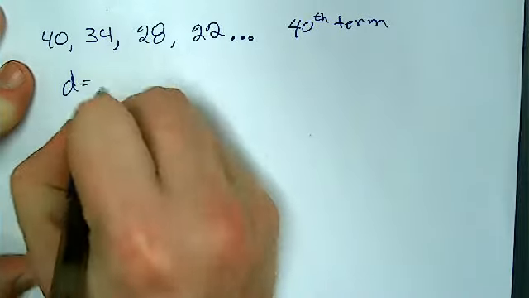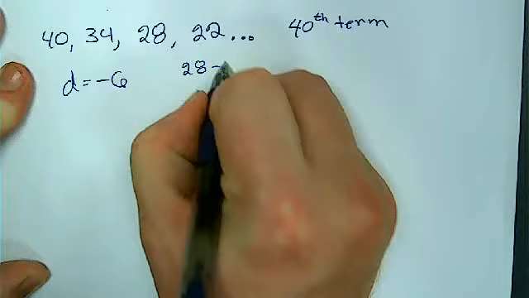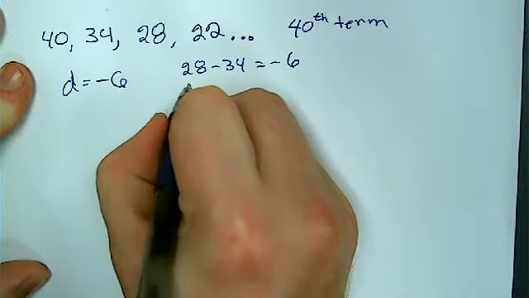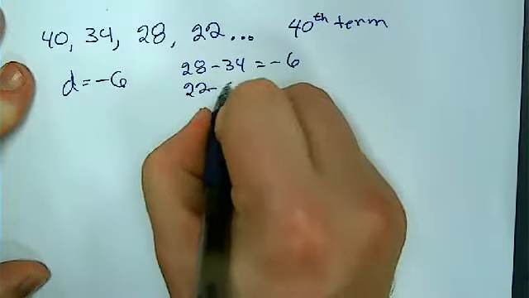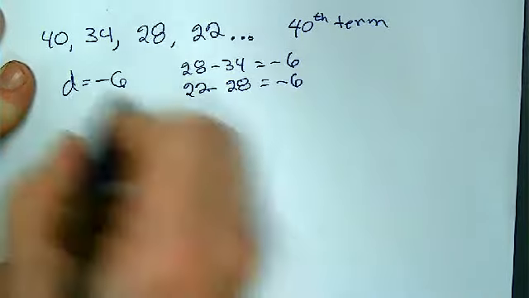So the common difference is a negative 6. 28 minus 34, negative 6. 22 minus 28, negative 6. So that's my common difference.